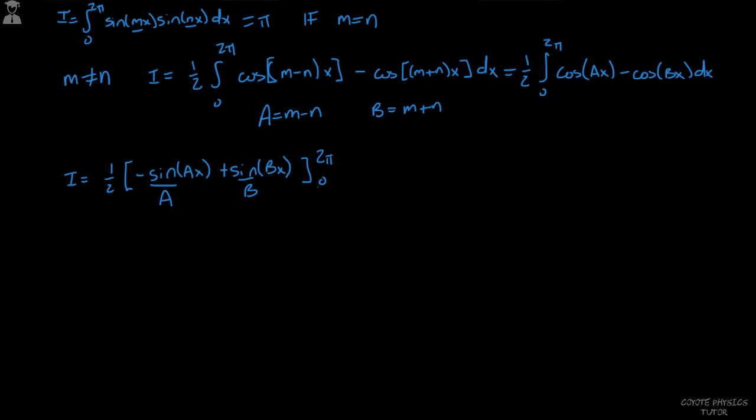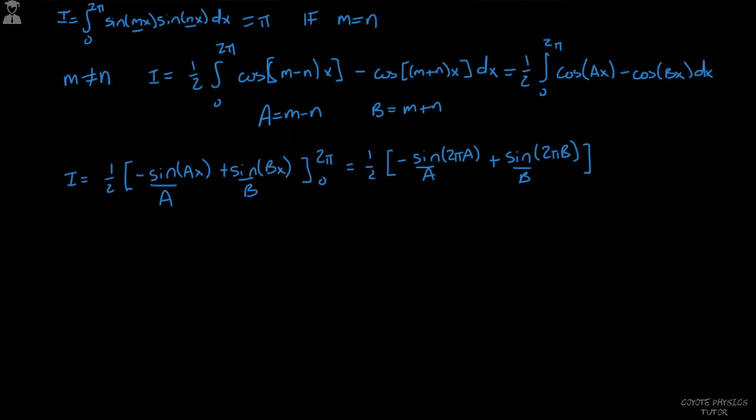And then we evaluate this expression from 0 to 2 pi. Okay, so then let's go ahead and plug in the limits. We get a 1/2 negative sine of 2 pi a divided by a plus sine of 2 pi b divided by b. And then, it's just the mathematical fact that sine of 0 is going to give us 0 because of the lower limit, and that's also going to be 0 for the other term, so then we just get this.